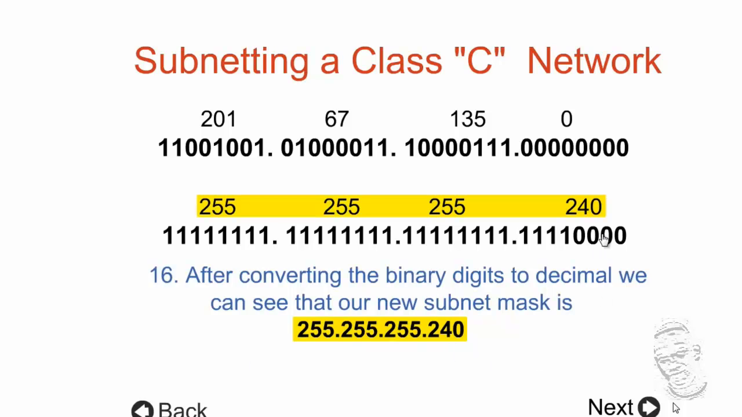How did we get this? Again, 2 to the power of 0 is equal to 1, 2 to the power of 1 is equal to 2, 2 to the power of 2 is 4, 2 to the power of 3 is 8, 2 to the power of 4 is 16, then 32, 64, and 128. How did we get 240? So all we need to do is add up these 4 bits to get 240.